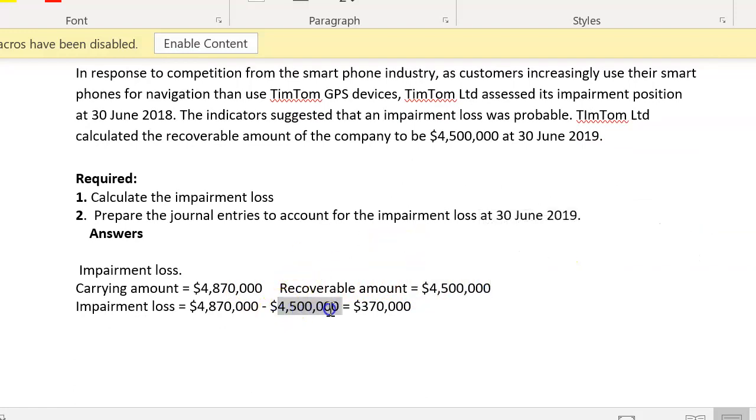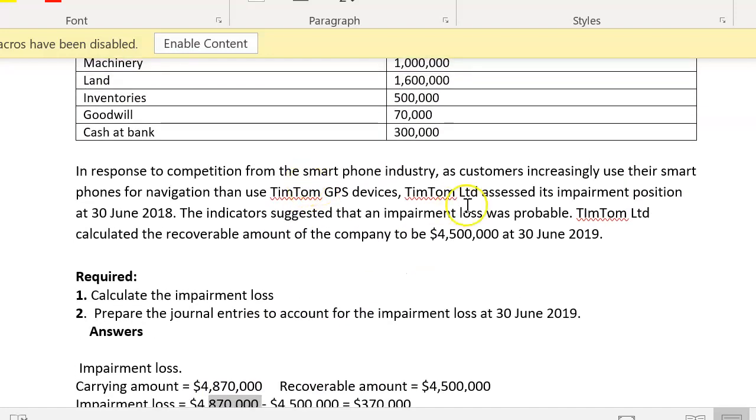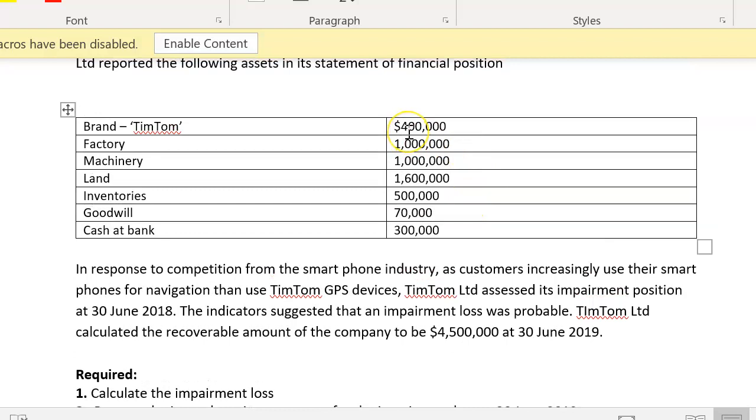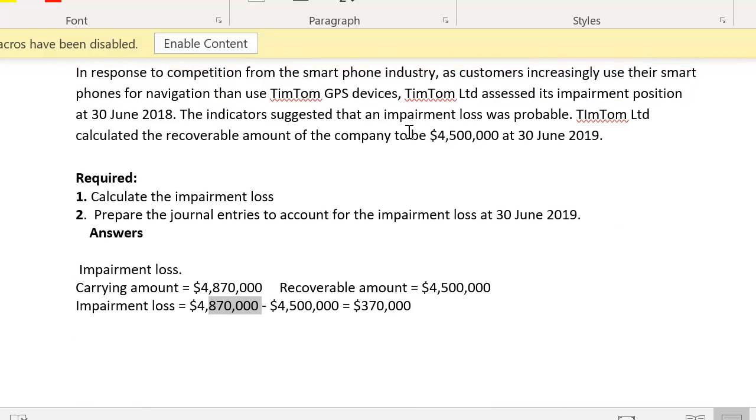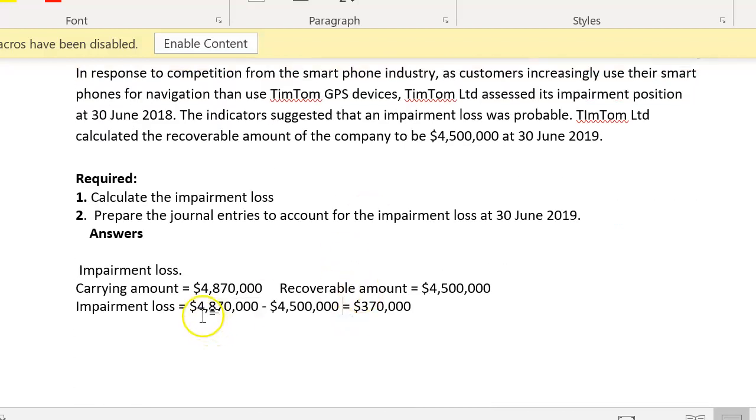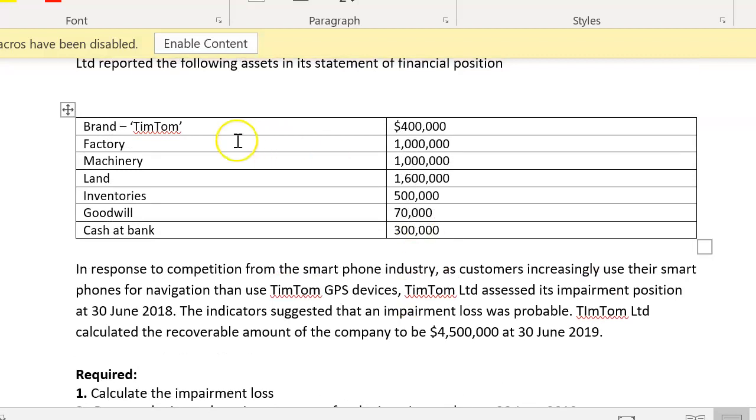Since the recoverable amount is less than the carrying amount, they recognize impairment loss. Okay, now how do you work out the impairment loss? It's the difference between the carrying amount and the recoverable amount. It's 370,000. Okay, so the next step is to assign this impairment loss on the business's assets.